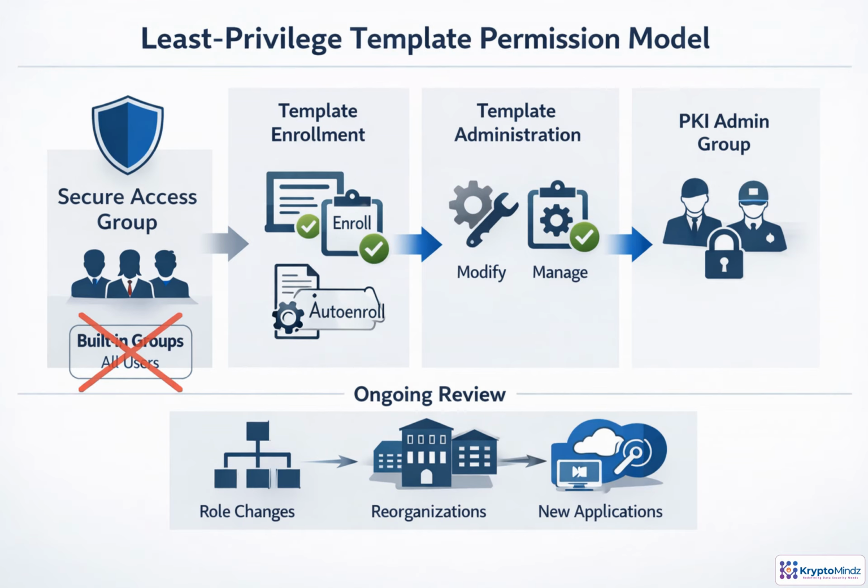Least privilege for templates means each role can do only what their job requires. Requesters can enroll or auto-enroll, but can't change the template itself. Approvers or enrollment agents can authorize requests, yet still don't modify template settings. Only a tightly controlled PKI admin group should create, edit, or retire templates. Avoid broad built-in groups and recheck these permissions whenever roles change, organizations reorganize, or new applications appear.